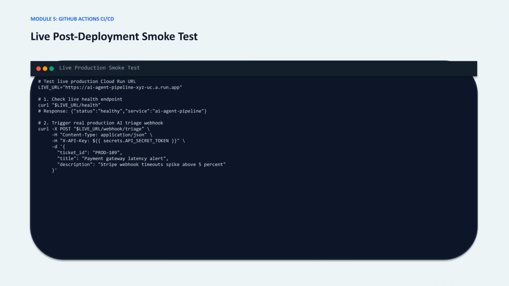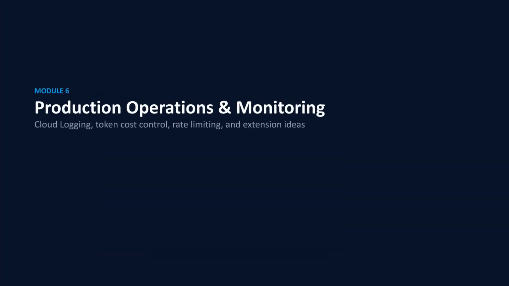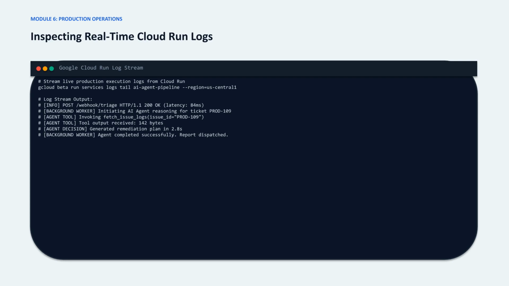Use curl to ping your live production URL. Verify the health endpoint and run a sample triage request to ensure the agent is fully operational in its new cloud home. We have successfully built and deployed an autonomous AI agent. In our final module, we will explore production operations, including cloud logging, monitoring, and strategies for managing token usage and scale.